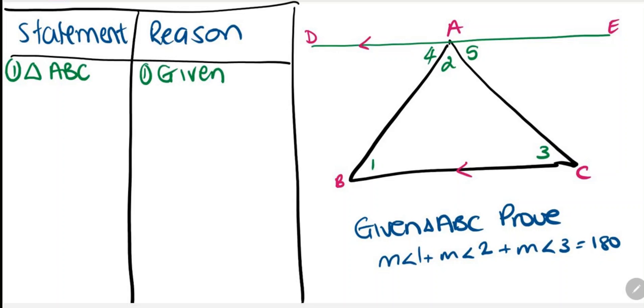And then we can see that we have parallel lines. Okay, so ED is parallel with BC, and this is the parallel postulate.